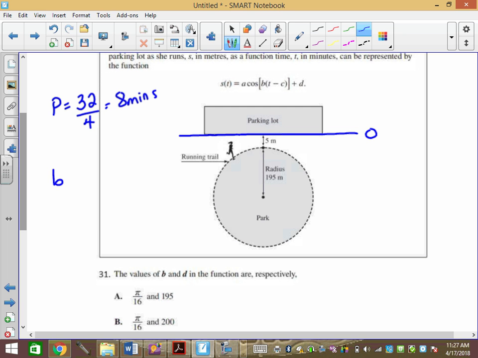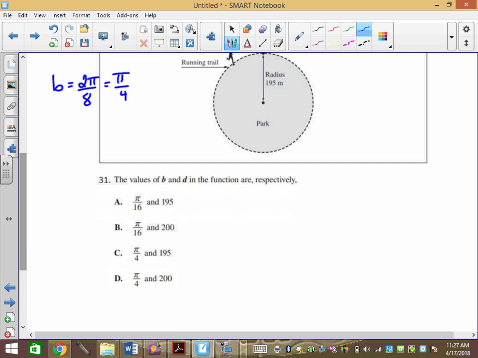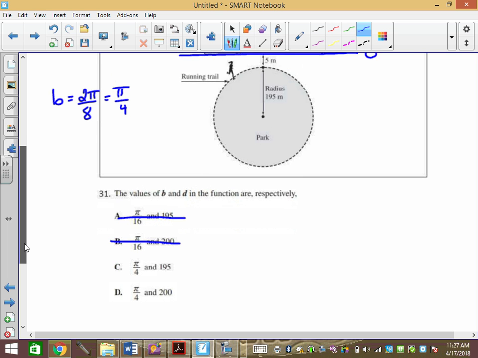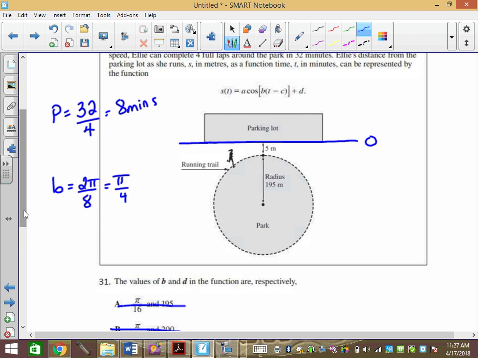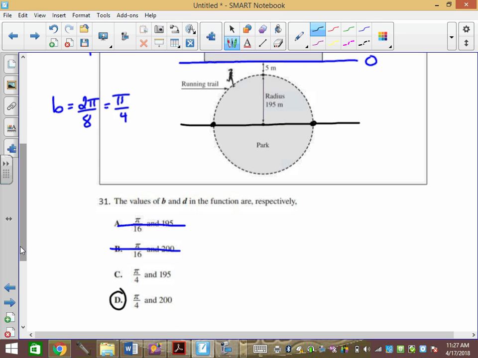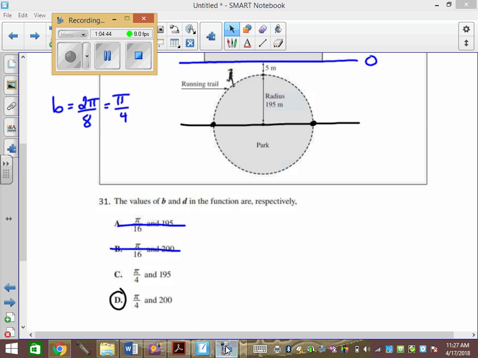B is what? 2 pi divided by 8, which is pi over 4. Right? And what is D, guys? D is the center of this, correct? This shares the same points. Where is the center at? 200, because it said from the parking lot. Okay? Remember, you have all those review questions in your textbook.